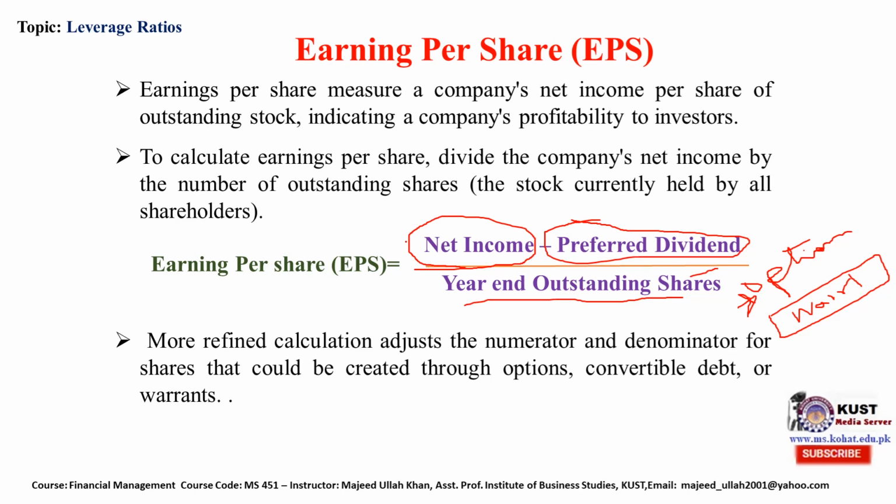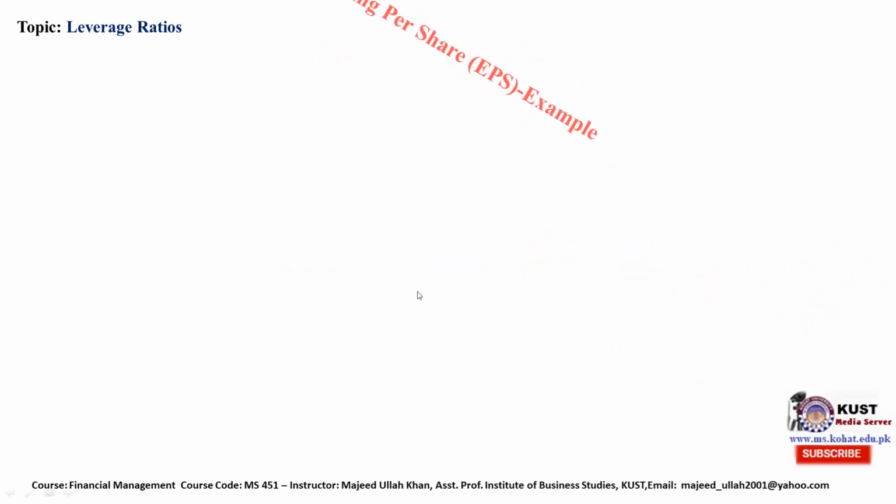So this earning per share can be refined by these options converting into common shares, convertible debt when converted into common shares, or warrants. So this ratio can be refined in this way.